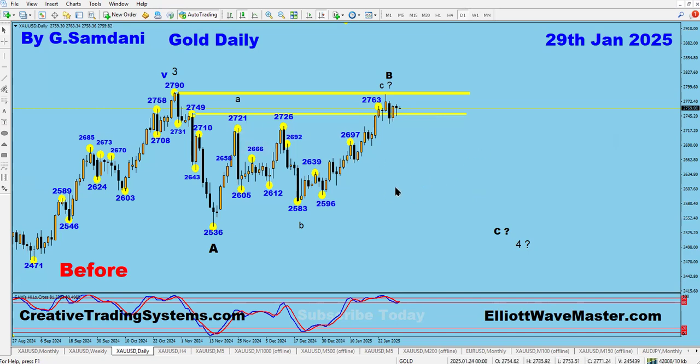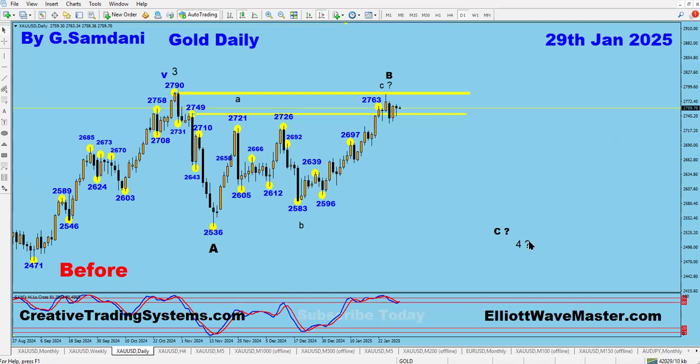That's the problem with the wave B, that a lot of different kinds of correction can come: flats and zigzags and triangles and complex correction, like flat and then triangle and then flat and then triangle, keep going in the wave four, right?